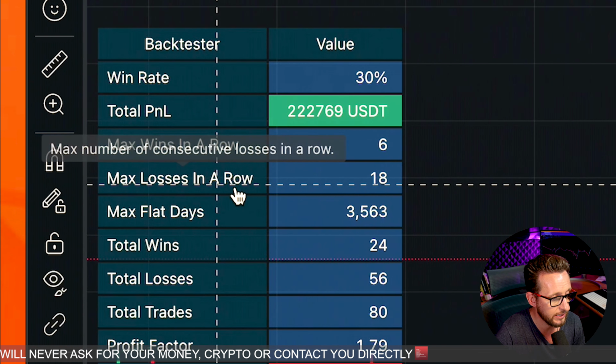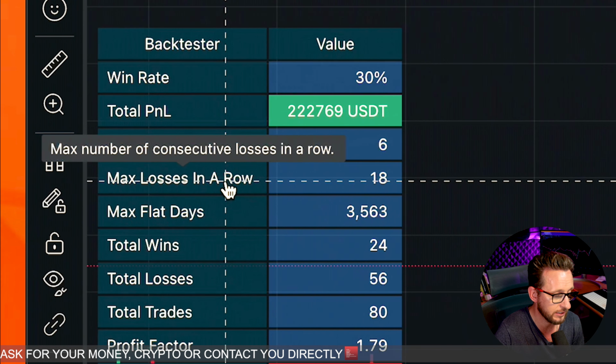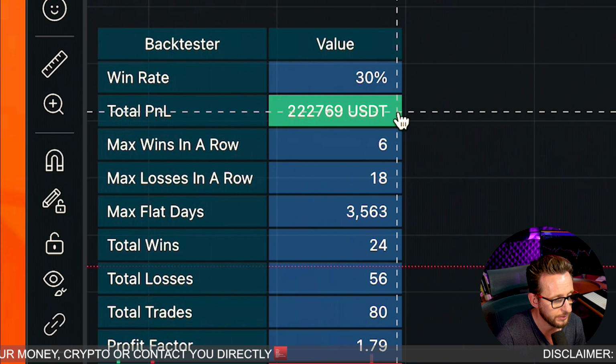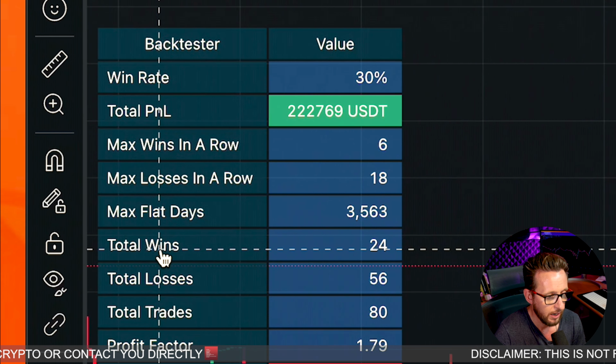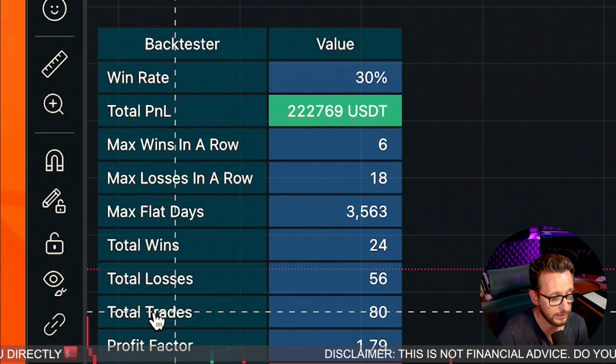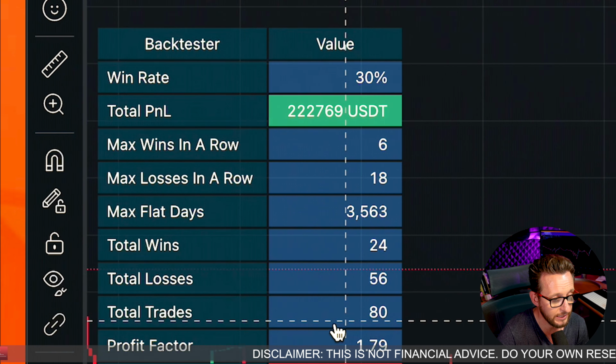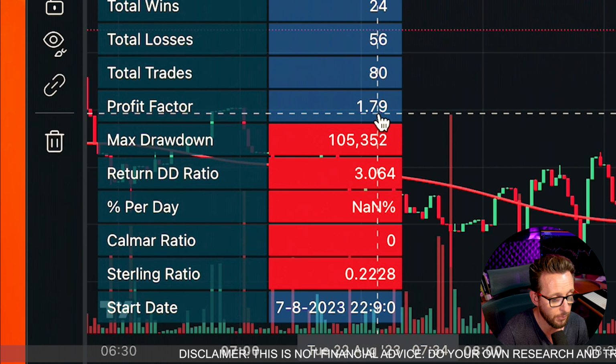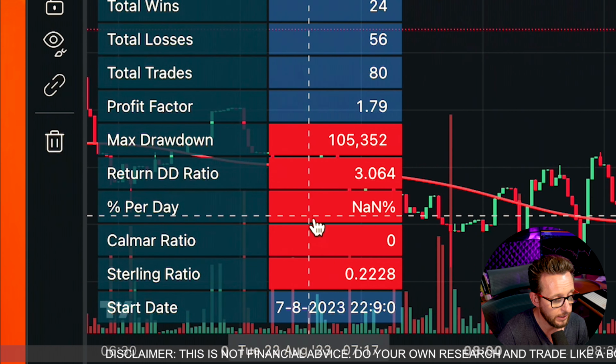We have 18 losses in a row. If you can stomach 18 losses in a row, there's profit up there for you in this one. Total wins 24, total losses 56, and total trades was 80. Profit factor was 1.79. These are the drawdowns.